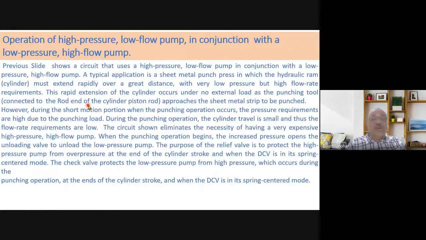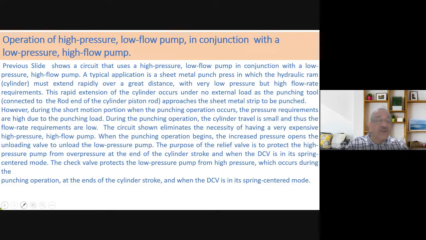Now, why is this rapid extension required? Because when you are doing drilling, most of the idle stroke is used before cutting in the drilling material. It will be simply idle stroke. There is no real work going on. As soon as the drill touches the load, or it could be a punching operation.